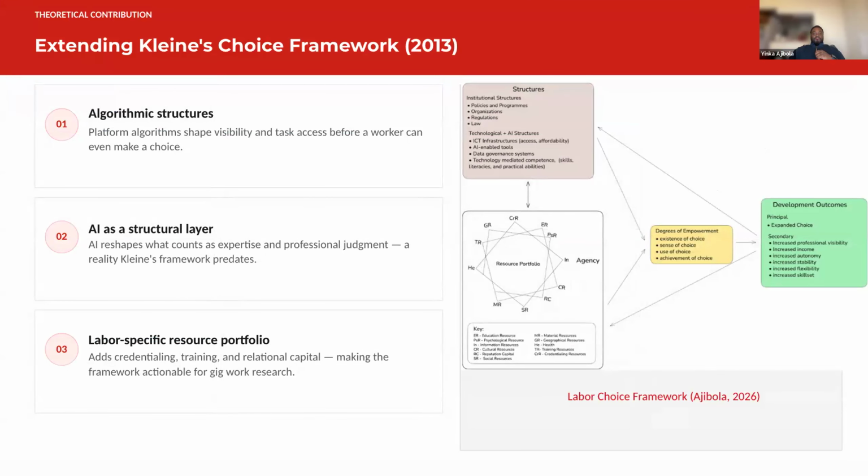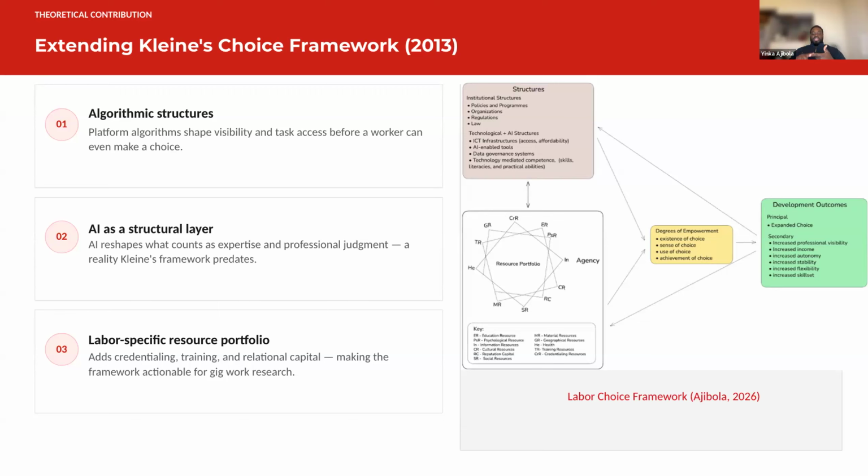So moving on to my theoretical contribution to the field, I extended the choice framework by Dorothy Klein, which I named the labor choice framework. This extends it to the gig work that I'm currently looking at in Kenya, where I introduce platform algorithms that control visibility, AI that reshapes expertise, and digital systems that structure work.